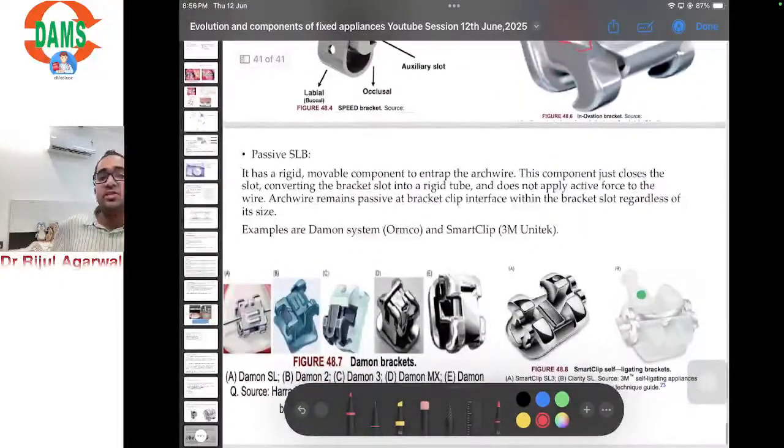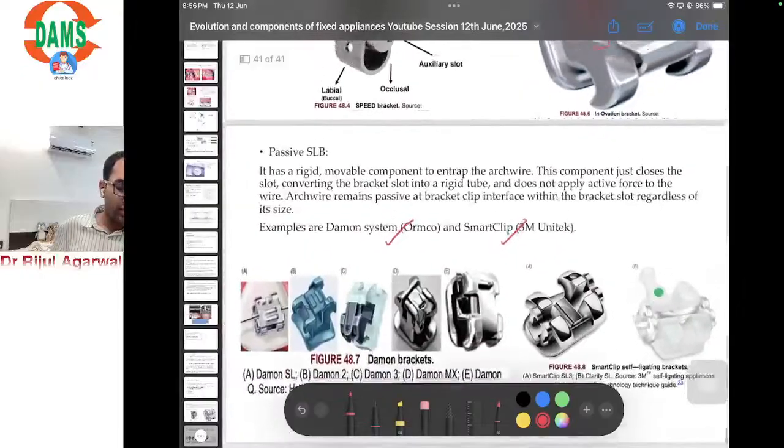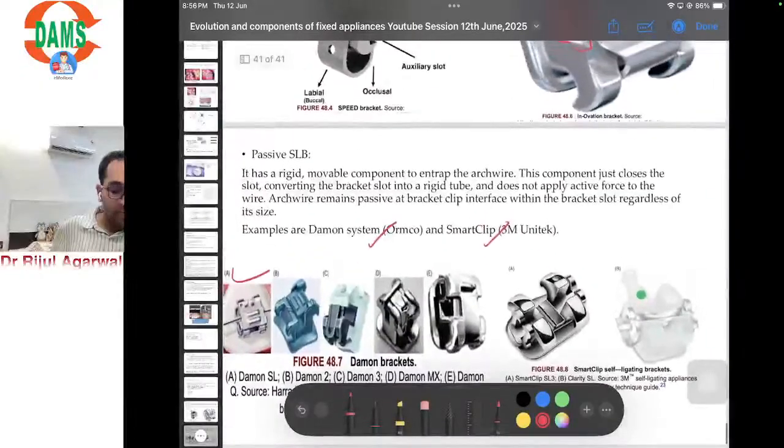Next are the passive self-ligating brackets, which are the most commonly used. These are the Damon system given by Omco and smart clip system given by the 3M Unitek company. Out of which Damon is slightly more popular among orthodontists these days due to their passive self-ligating nature. So these are the images of Damon brackets and the smart clip series.